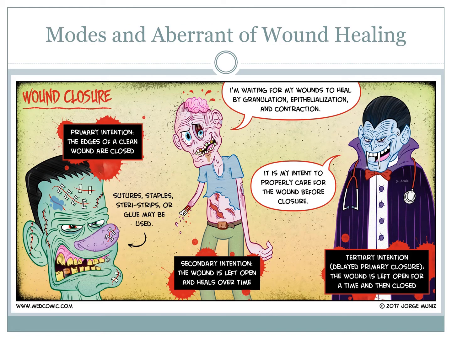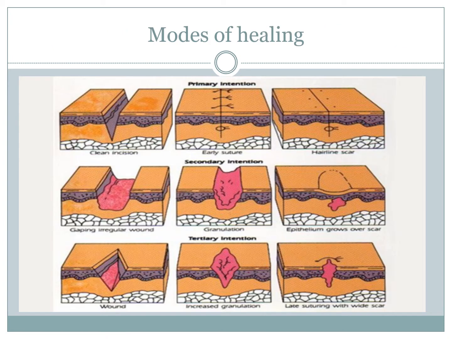Today we're going to continue with our wound care package and move on to modes and aberrants of wound healing. This will follow on from the physiology of wound healing lesson that we did before. So we'll kick straight into it and first have a look at the modes of healing. Modes of healing refer to states in which we put a wound in order to give it the best advantage in healing properly.